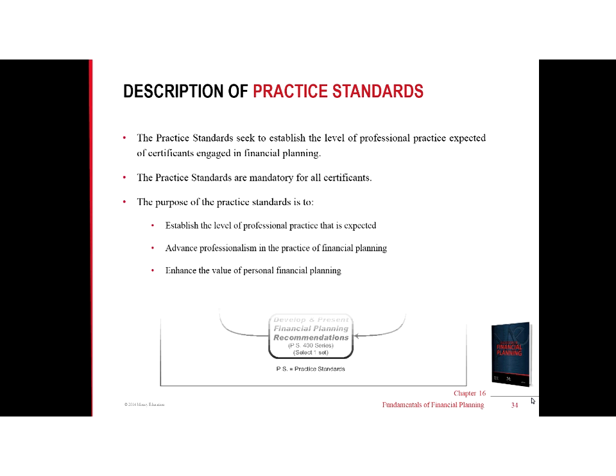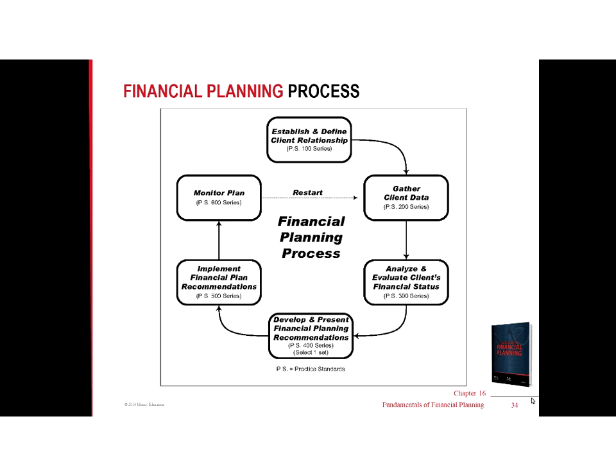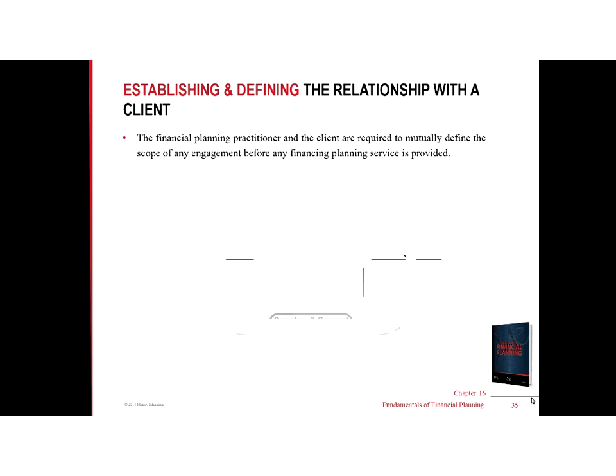Practice standards are organized according to the 6 steps of the financial planning process. The 100 series is about the first step, the standards of establishing the relationship. The 200 series is about gathering data. The 300 series is about analyzing that data. The 400 series is about recommendations. The 500 series is about implementation, and the 600 series is about monitoring. So we're going to get more granular in terms of what is required in the steps of this process.